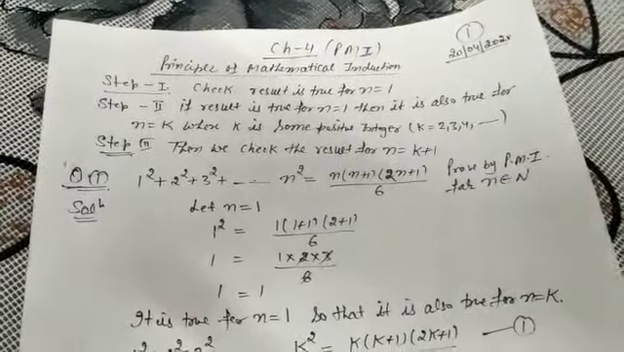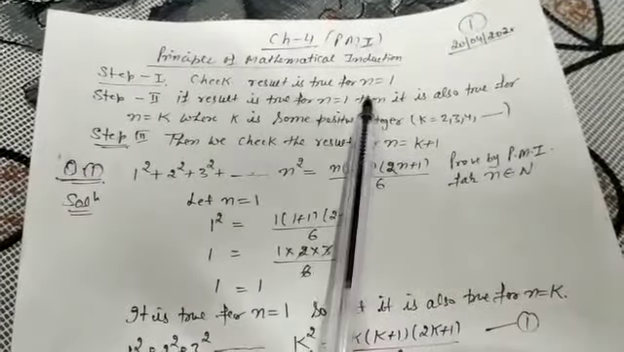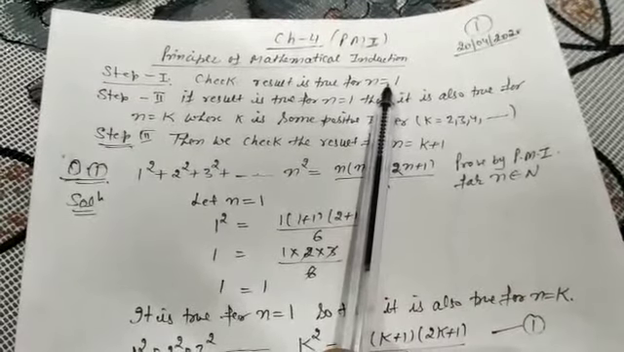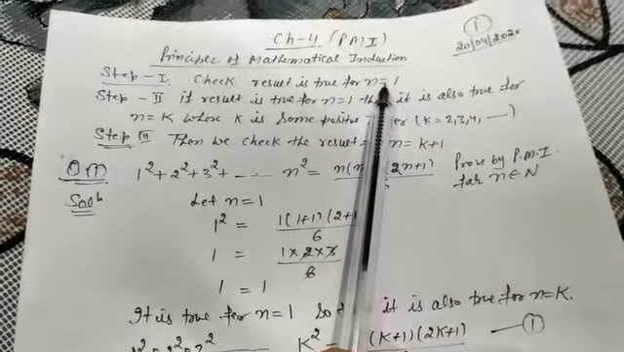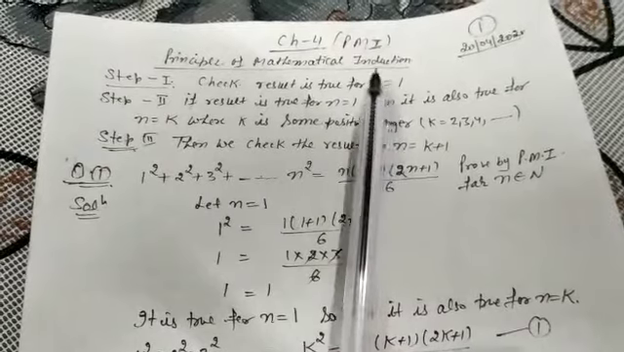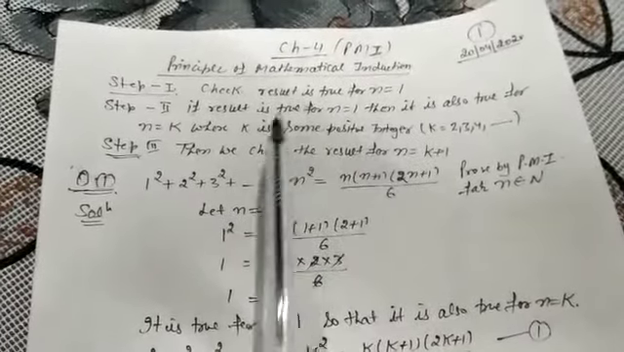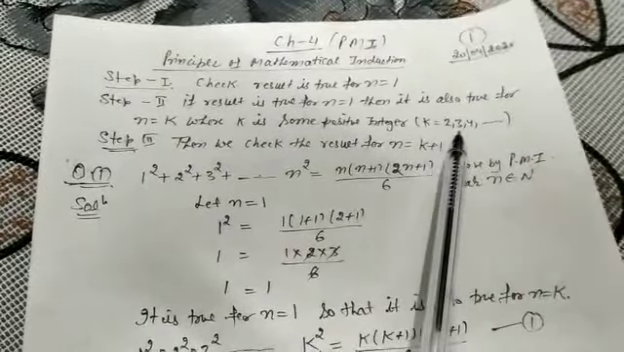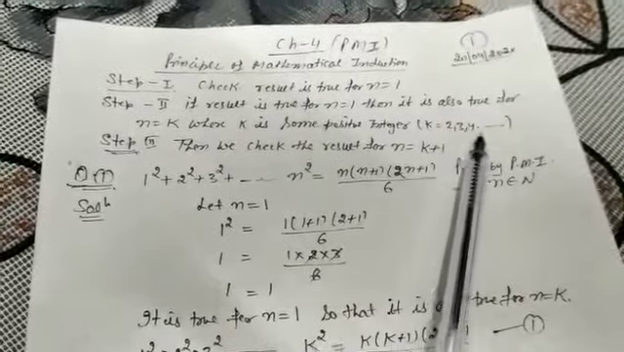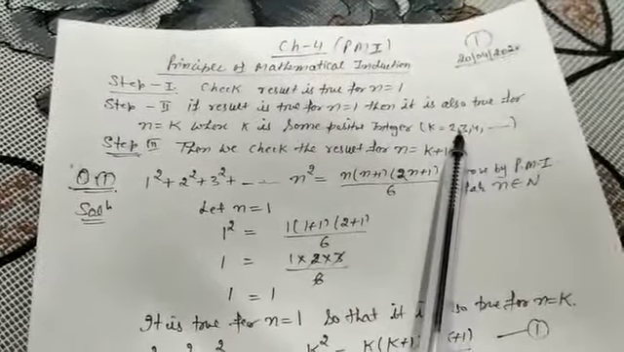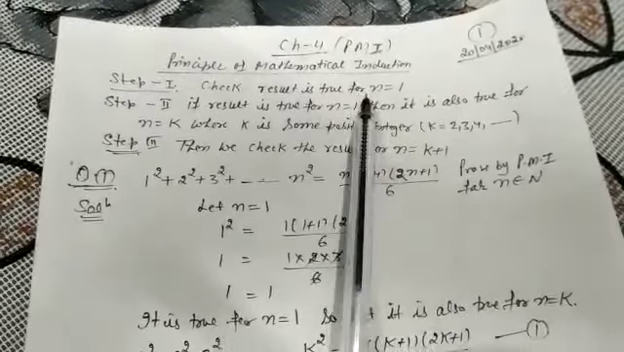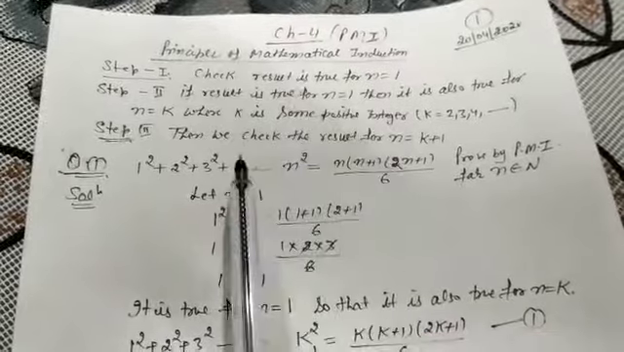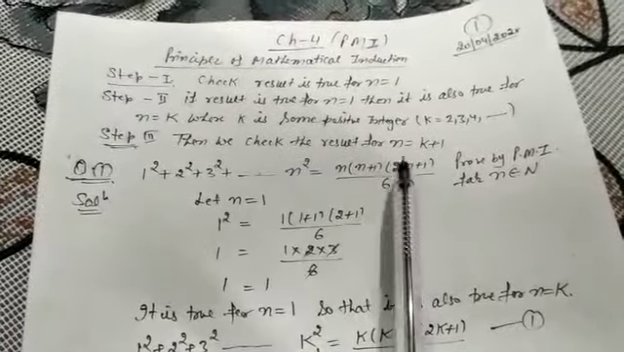First step, we substitute the value n is equals to 1. If our result is true for n is equals to 1, then we can say it is also true for n is equals to k, where k is some positive integer. Value of k may be 2, value of k may be 3, value of k may be 4, and so on. This result is true on the behalf of n is equals to 1. After that, we can go for the last step, that n is equals to k plus 1.